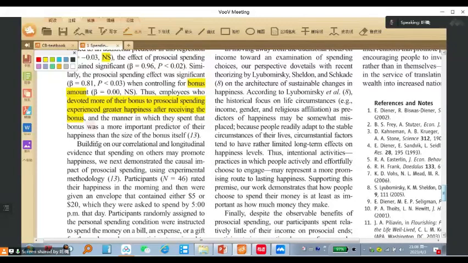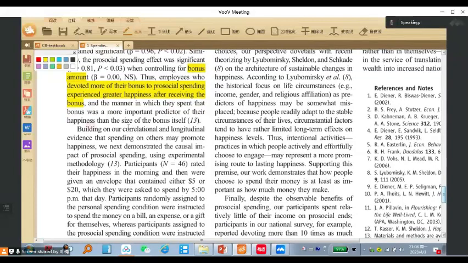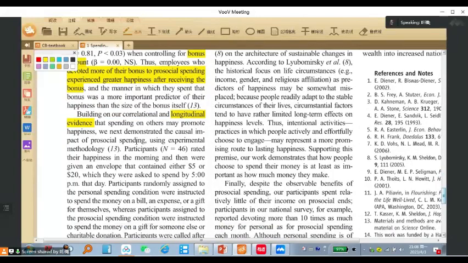And this is longitudinal evidence. Based on the above two studies, the authors demonstrated the causal impact of pro-social spending using experimental methodology.